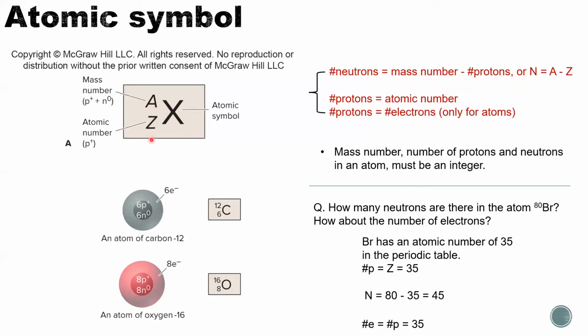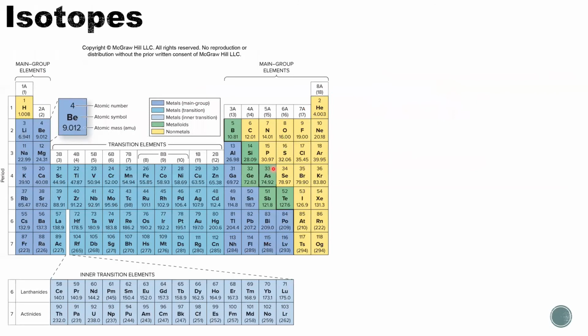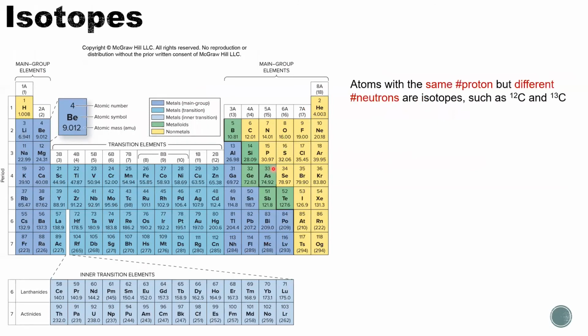There's a reason why the neutron is not seen in this atomic symbol. One thing is it's reflected in the mass number. And the other thing is the neutron number can change for one type of element. And we call those isotopes. Isotopes are atoms with the same number of protons, but different numbers of neutrons, such as carbon-12 and carbon-13, if you are familiar with this too.